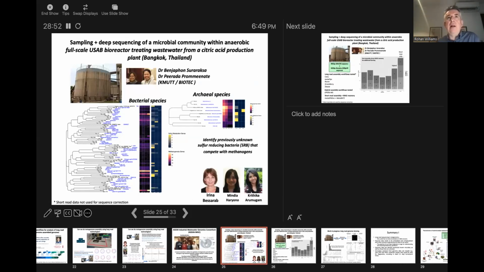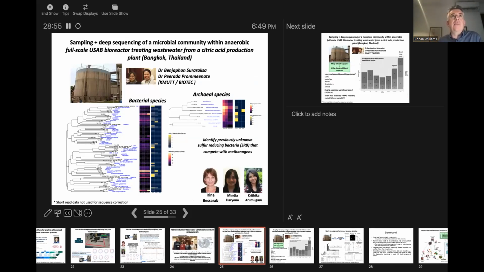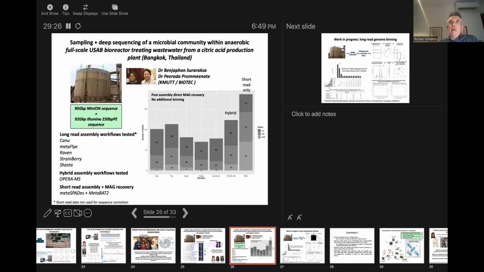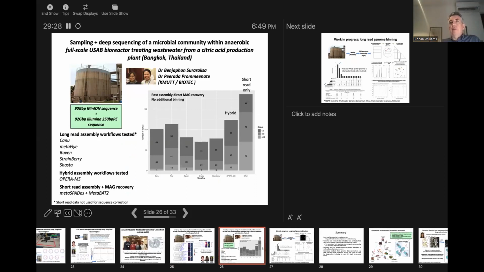So what we've done so far is worked on systems like this. This is a UASB bioreactor. It's an anaerobic digester treating wastewater from a citric acid production plant. We've been able to capture complete high quality genomes from both bacterial and archaeal methanogenic species in these systems, and then start to maybe tease apart the functional basis for competition between these types of species that impacts biogas production. And then some of that work's been done with long-read sequencing as well.